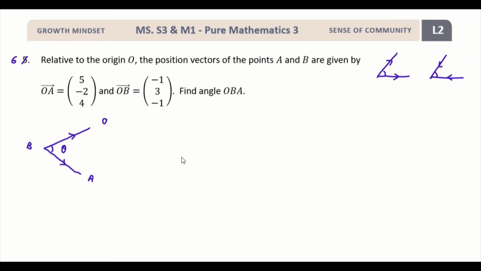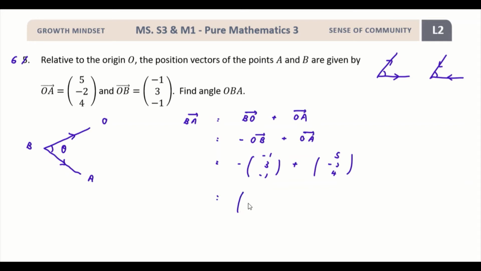You need to use the addition that we learned in a previous lesson. Now we want to find BA, right? So BA will be equal to BO plus OA, I'm sorry. Since we don't have BO, we will use negative OB and then plus OA. From here, let's substitute the column vectors that I have here: -1 plus 5, -2, and 4. So let's solve it. -1 is 6, -3, -5. So 1, then 5. After I get this, I have BA.